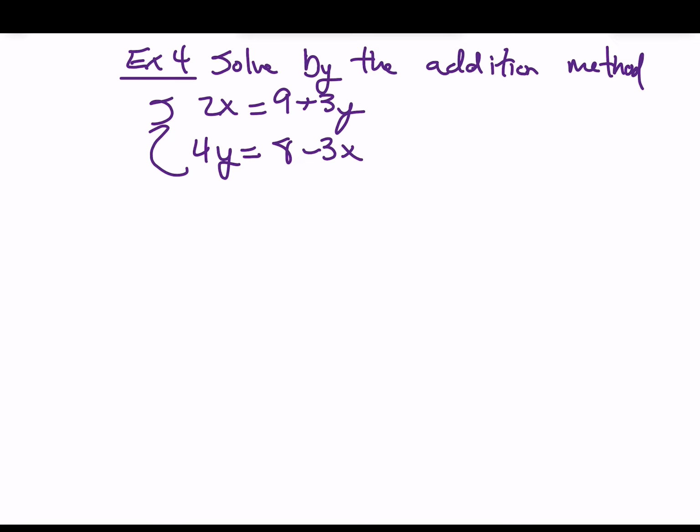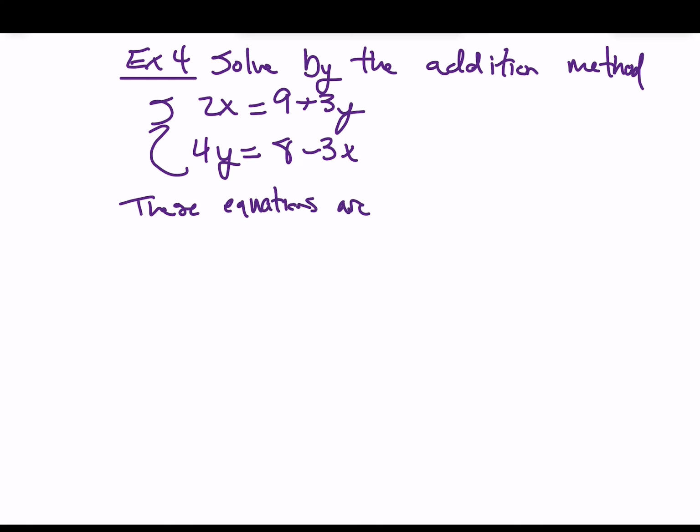Example 4: we want to solve the following system using the addition method. Our system of equations: the first equation is 2x is equal to 9 plus 3y, and 4y is equal to 8 minus 3x. So what's the first thing you notice about these equations? Well, the first thing you should notice is that neither one of those are in standard form.